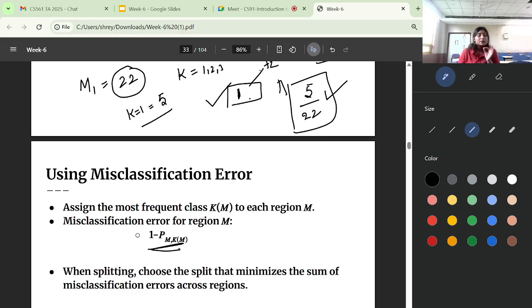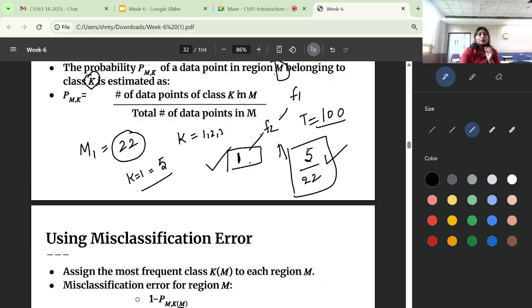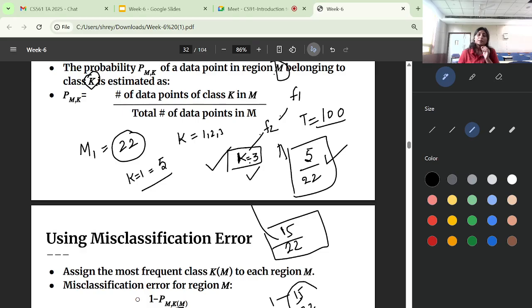So why are they terming it as misclassification? Let's say this leaf node has the class K equal to 3. For K equal to 3, out of 22 there are maybe 15 samples. So it means that 15 out of 22 samples belong to this class K equal to 3 and they are correctly classified. And 1 minus 15 by 22 are misclassified.